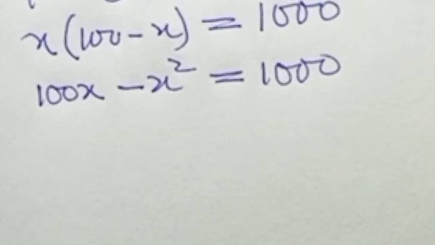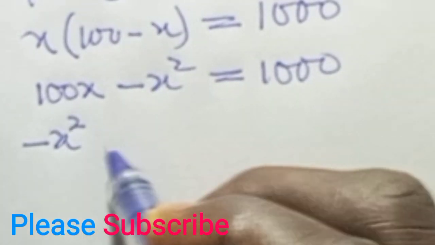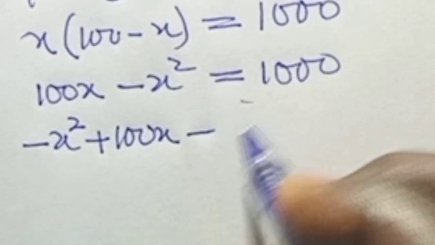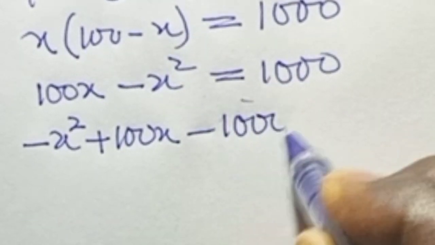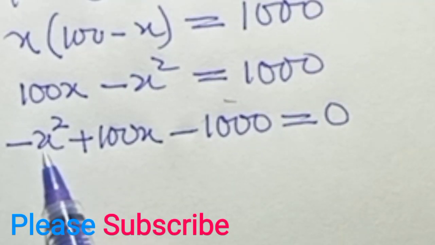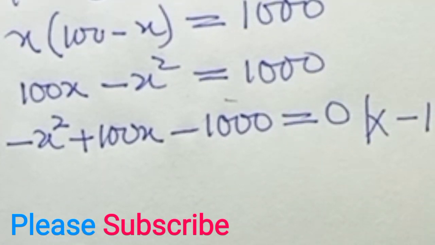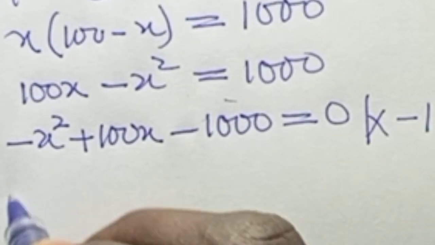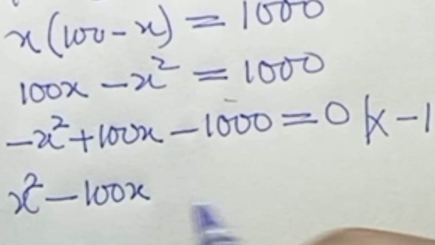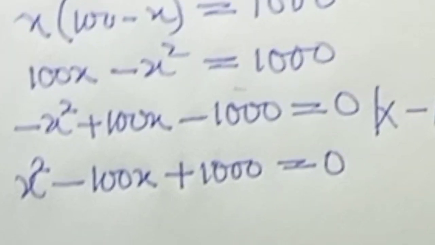And let's arrange by writing the highest power of x first. So we have minus x squared plus 100x minus, let's bring the 1000 over to this side, becomes negative 1000, equals 0. Since the coefficient of x squared is minus 1, we are going to multiply through by minus 1 to make it positive. So if you do that, we have x raised to power 2 minus 100x plus 1000 equal to 0.